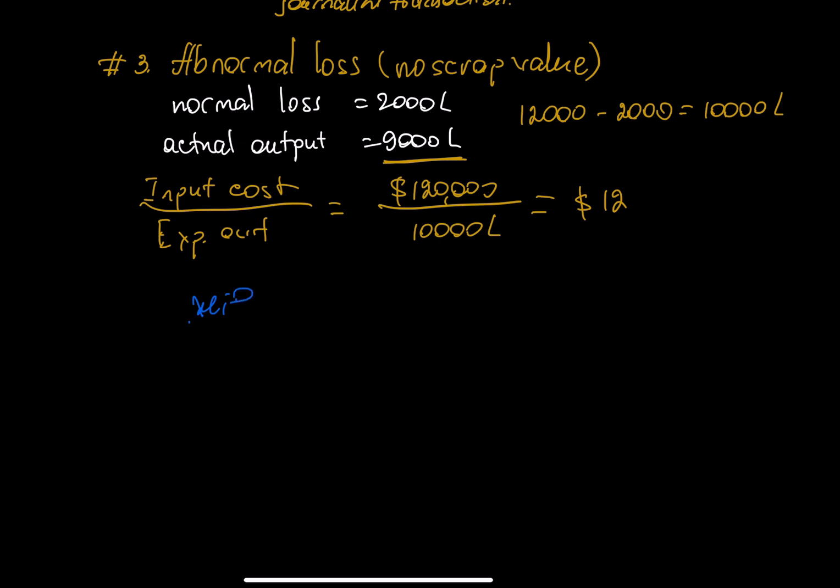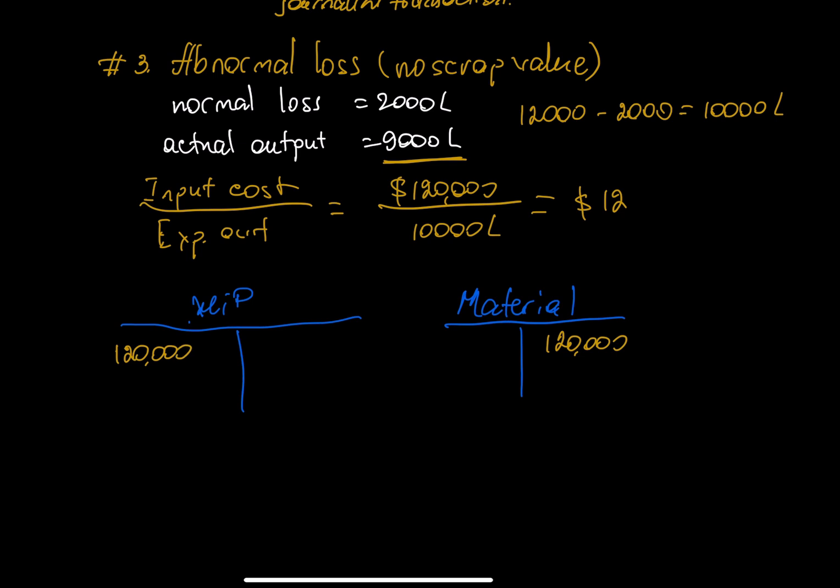So the work in process account again, and I'm writing the material account for revision purposes. So $120,000 at some point has been credited from material. It was transferred to work in process. So this is the input for our work in process. Then what happened is that we had the output of 9,000 liters at cost. So 9,000 liters by $12 equals $108,000. So this is the actual output.